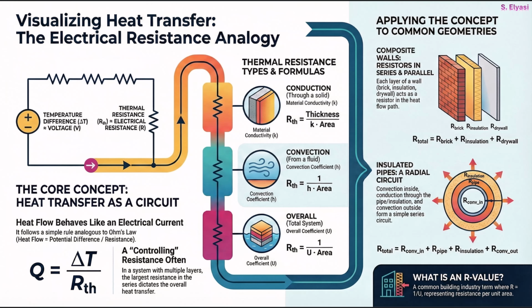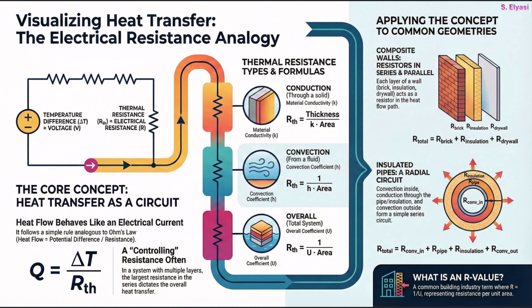Second, let's talk about where this resistance comes from. You've got two main types. There's conduction resistance, which is just heat moving right through solid stuff, like a wall. Then there's convection resistance. This happens when heat tries to move through a fluid, like air or water, and its resistance depends a lot on how fast that fluid is moving.